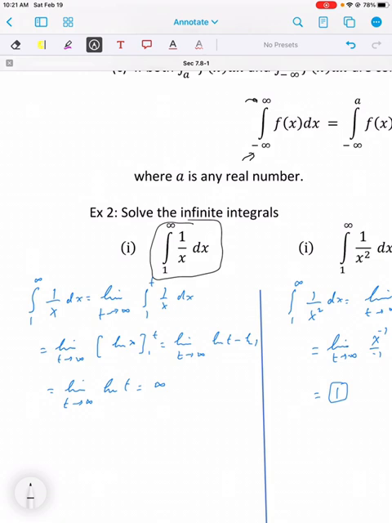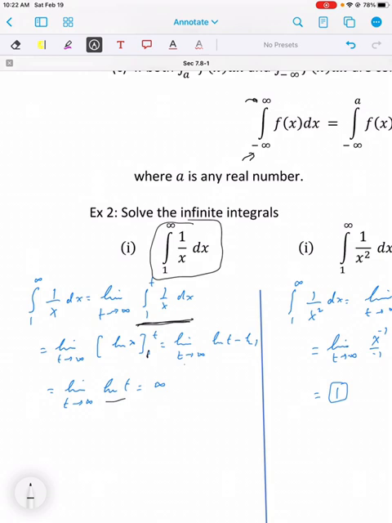And again from Calc 1, recall that this is infinity. And why is that infinity? Because if you look at the graph of the logarithmic function, it goes like this, where this is 1. As x is going to infinity, you can see that the function is going to infinity.